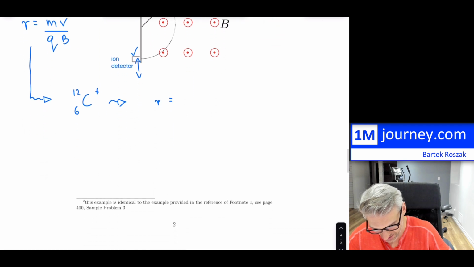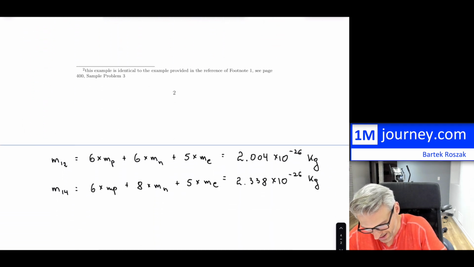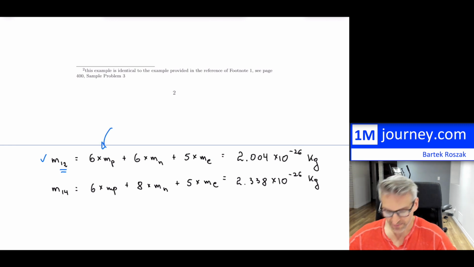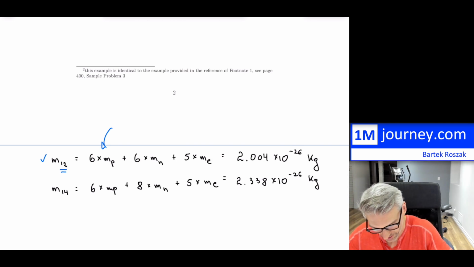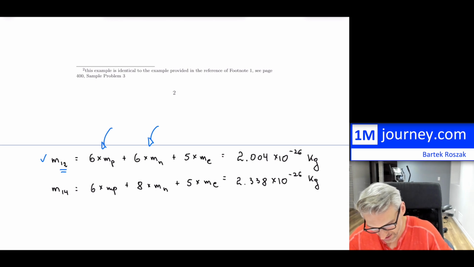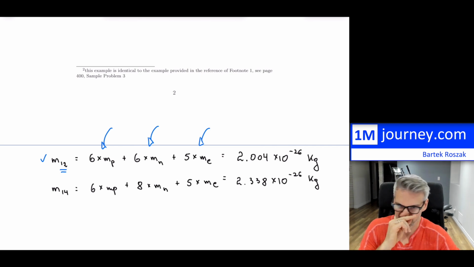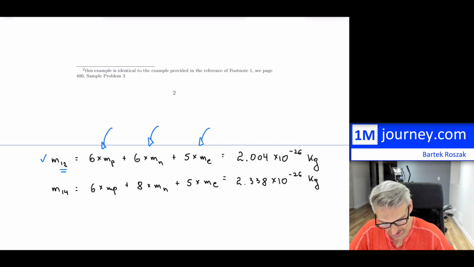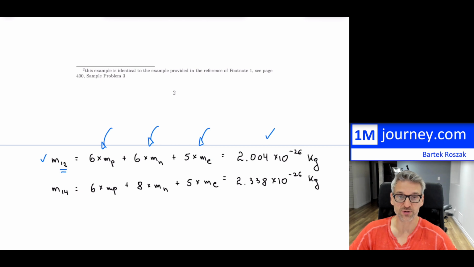So I actually did this beforehand. Here's the mass of the carbon-12. What is it composed of? It's composed of 6 protons, so we need 6 times the mass of the proton, which is given in the question. We add that to 6 neutrons, and that's what makes it 12. And then we have 5 electrons in there. Now the electrons are much smaller than the protons and neutrons, so they won't make an enormous difference, but here it is. And then here's the result, rounded to 4 significant digits for the moment.